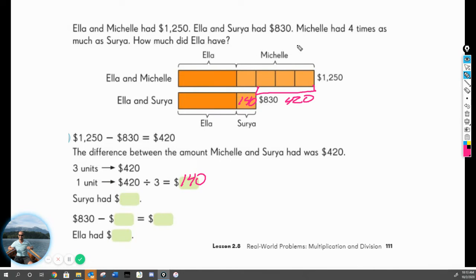Therefore, let's see, what's the original problem? Surya had 140. Ella had 830 minus 140, which equals 830, 730, 690. 690. Oofda. That was a big one. I like it though.